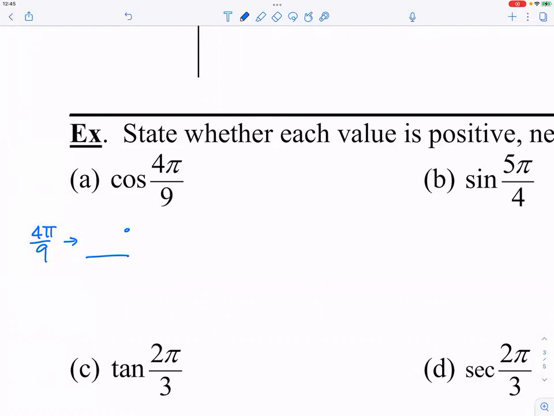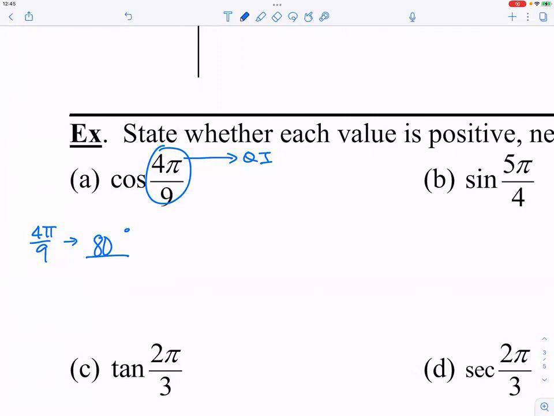80 degrees. So one easy way to ensure yourself that you get the right quadrant is to go ahead and change it to degrees and interpret it that way. But as I said, I do not want you to rely on degrees too often because we are going to use radians exclusively. So how on earth can we tell?